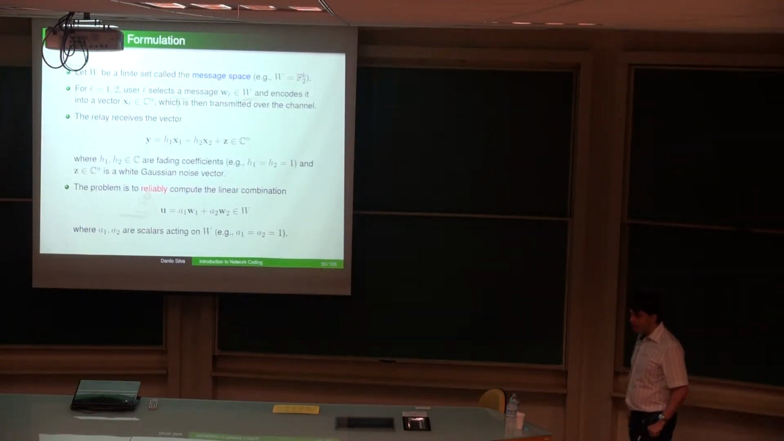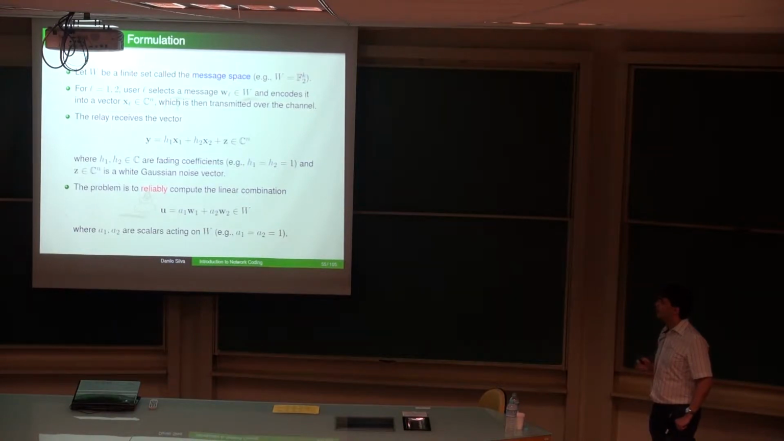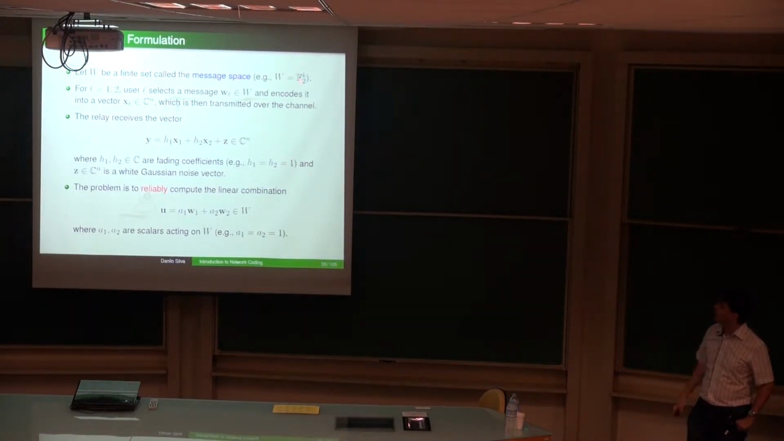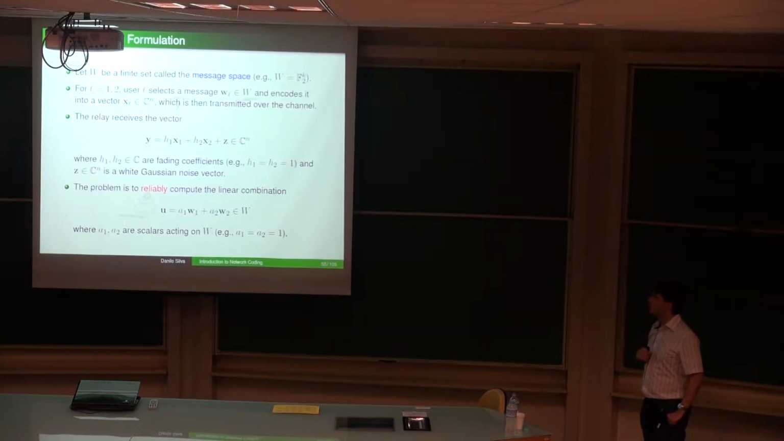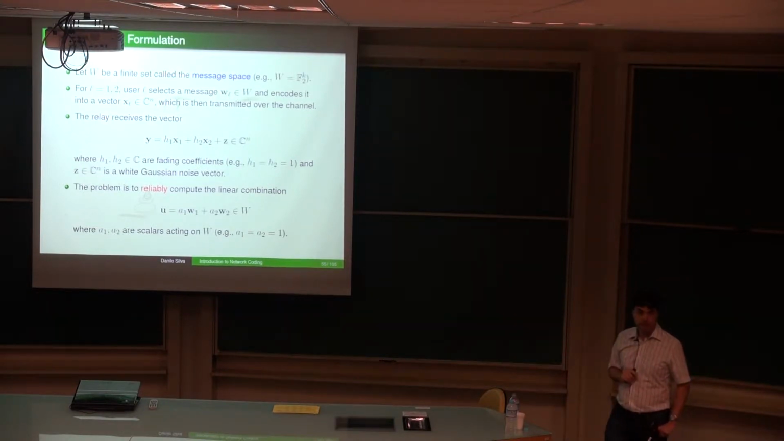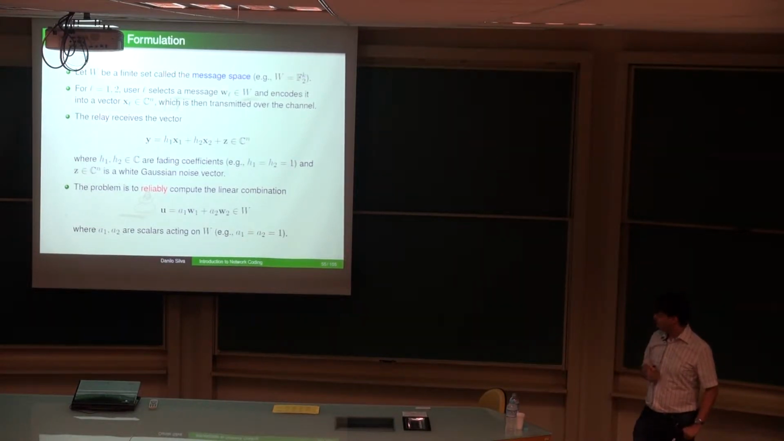So let me make a basic problem formulation. Later on we will extend this problem formulation. Suppose we have a finite set here called the message space. So this is the set from which we will take our messages. This could be the set of vectors of length k over F2. And each user has a message from that set, and it will encode into a vector x_l, which is a complex n-dimensional vector, and then transmit that over the channel.